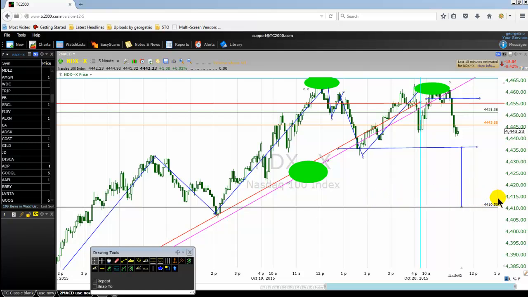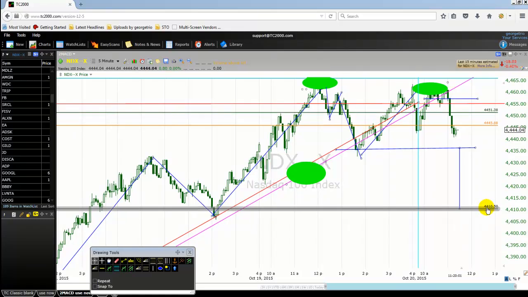Let's see. Somewhere near the level, somewhere near in this zone. Before 4410, I will take my profit before it hits the ultimate target at 4410. So let's see what we can do.